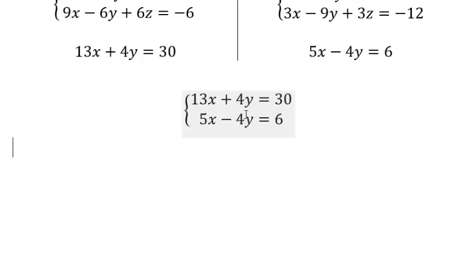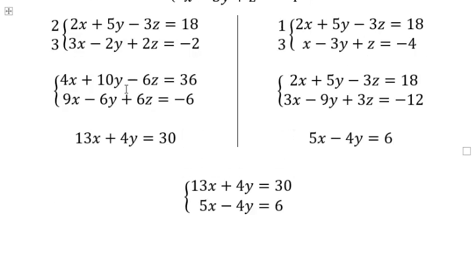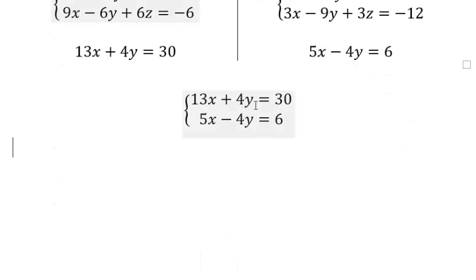This doesn't happen all the time. In this case I got lucky because I got the same number. 4 minus 4 is going to give me 0. So I can eliminate y to find x. Remember, now I am in the next step, that is find x and y. And to find x I need to eliminate y. So I can eliminate it in here immediately. So that's what I'm going to do.